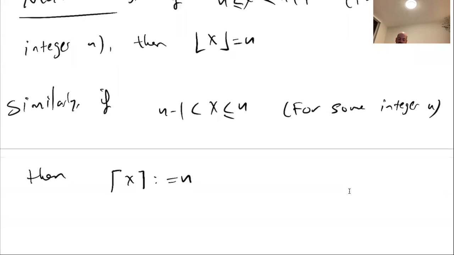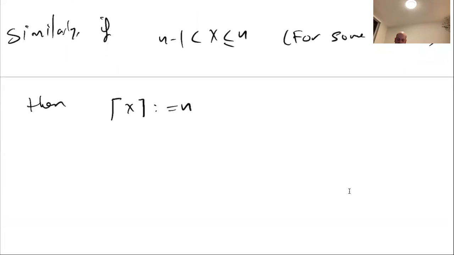Similarly, in the other case, the ceiling of x is also n, if x is less than or equal to n and bigger than n minus 1. Let me give you an example, maybe you will understand better.